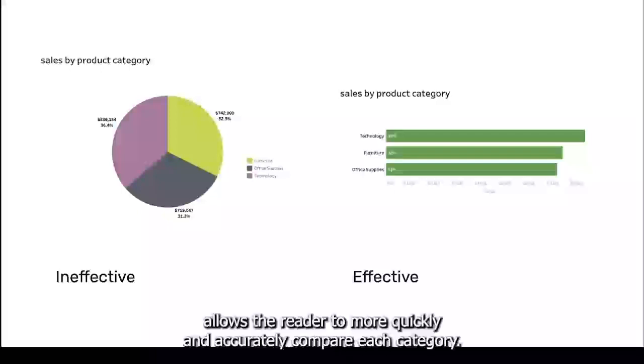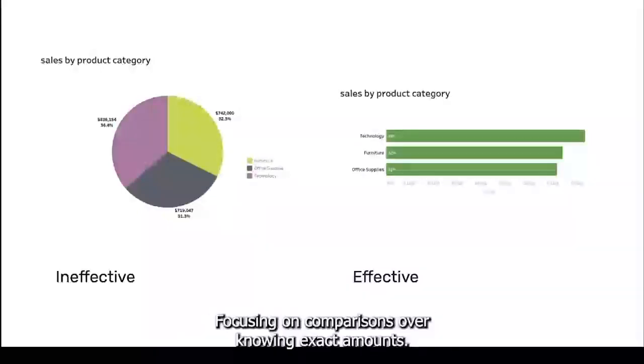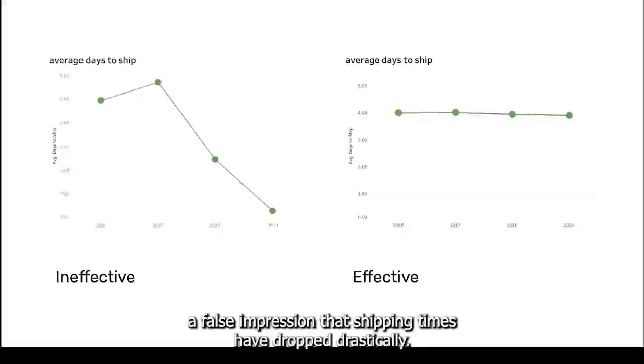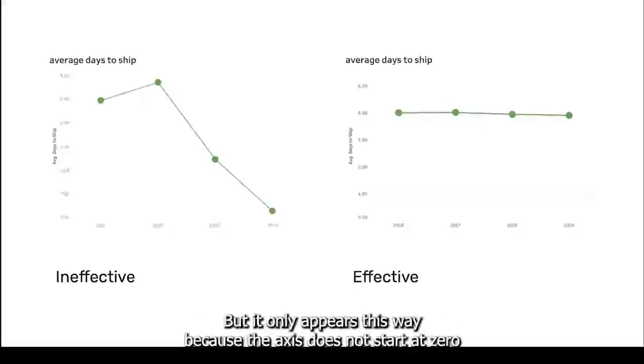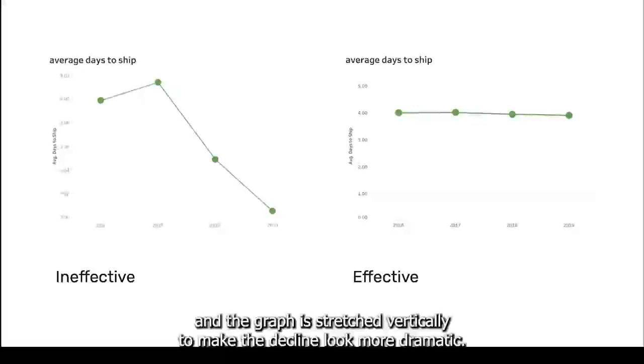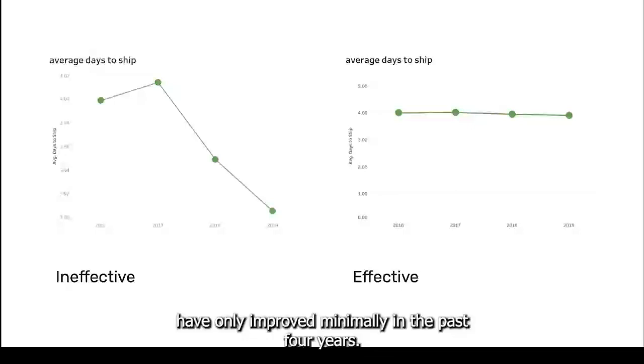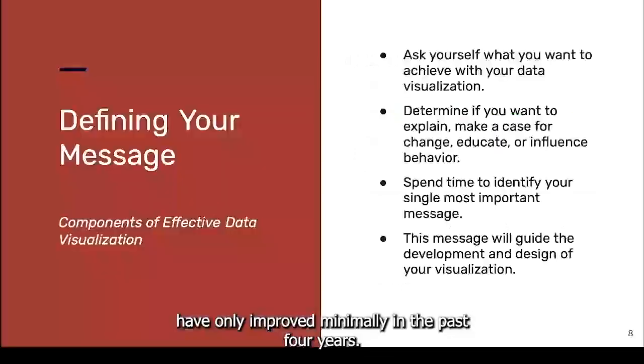A bar chart allows the reader to more quickly and accurately compare each category, focusing on comparisons over knowing exact amounts. In this example, the first visualization gives a false impression that shipping times have dropped drastically. But it only appears this way because the axis does not start at zero and the graph is stretched vertically to make the decline look more dramatic. Once adjusted, you see that average shipping times have only improved minimally in the past 4 years.